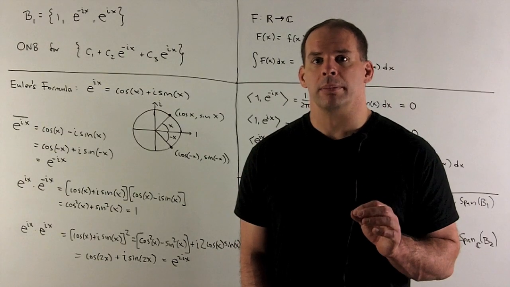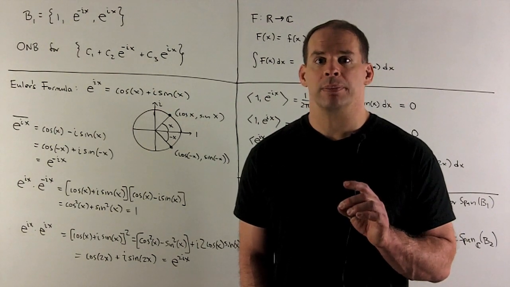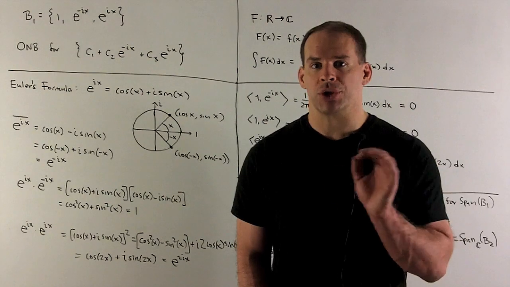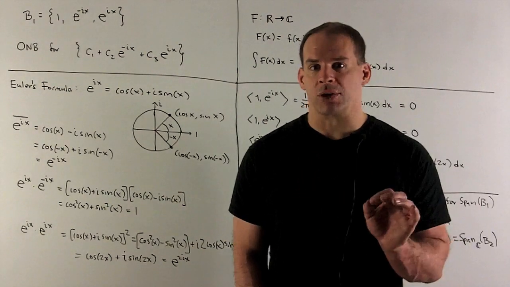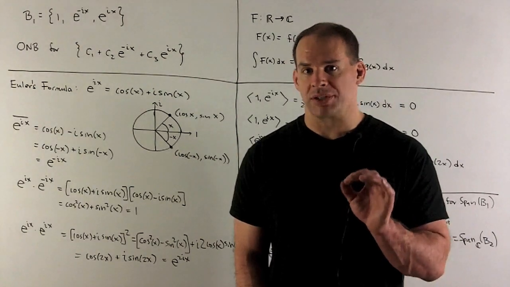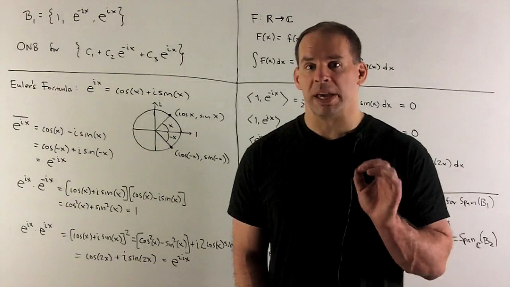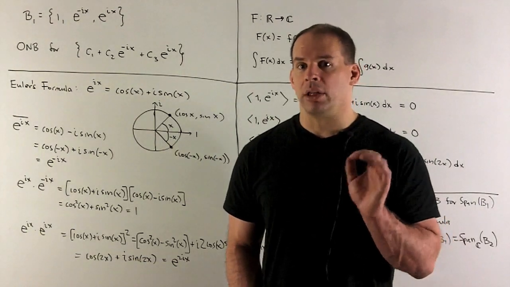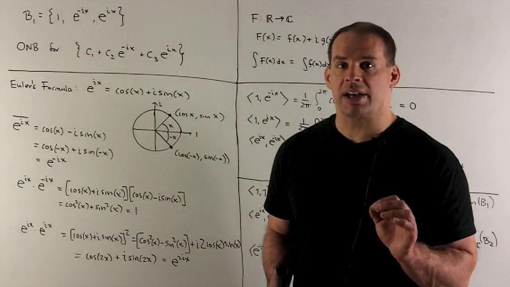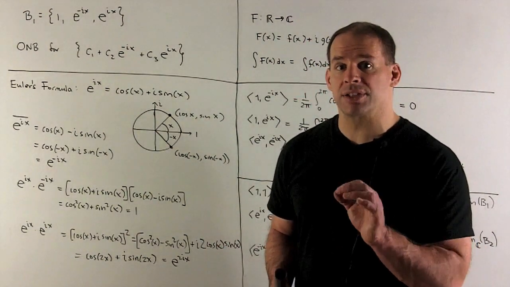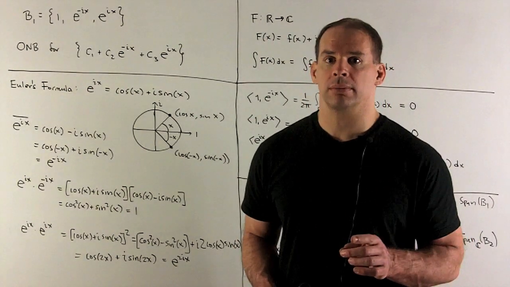Let's move on to B1. We have 1, e to the minus ix, e to the ix. These functions take real values, return complex numbers. Now, if we're talking about vector spaces, we're going to want to be over the complex numbers then. We want to show that these functions form an orthonormal basis for their span. So that's going to be all linear combinations, C1 plus C2 e to the minus ix plus C3 e to the ix, where C1, C2, and C3 are complex numbers.